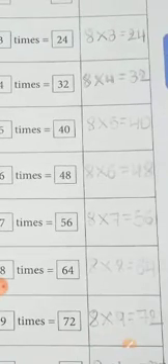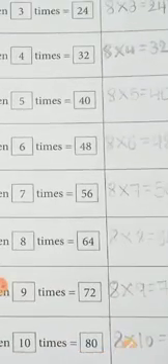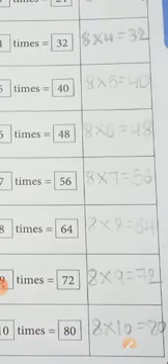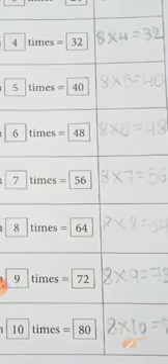8 taken 5 times. Here 8 beads taken 5 times. So answer became 40. Write in the multiplication form: 8 into 5 is equal to 40. 8 taken 6 times. Here 8 beads taken 6 times. So answer became 48. 8 into 6 is equal to 48. 8 taken 7 times is equal to 56. 8 into 7 is equal to 56.